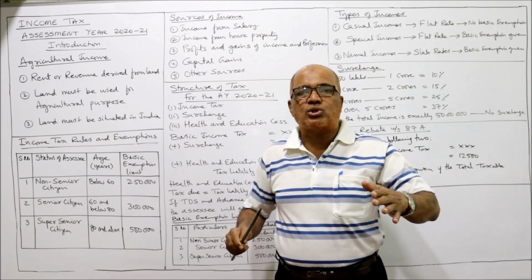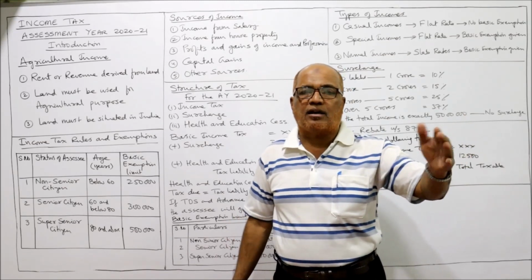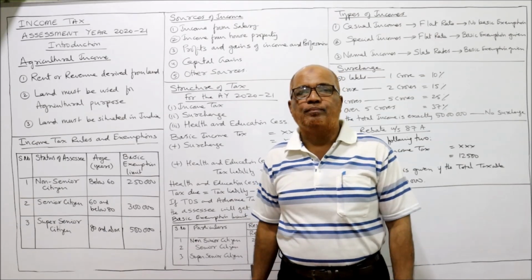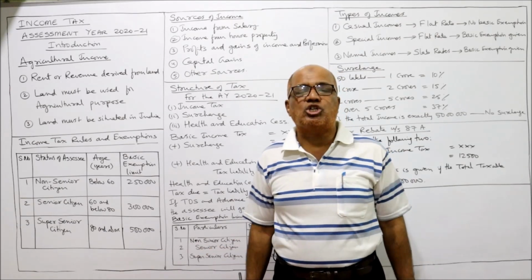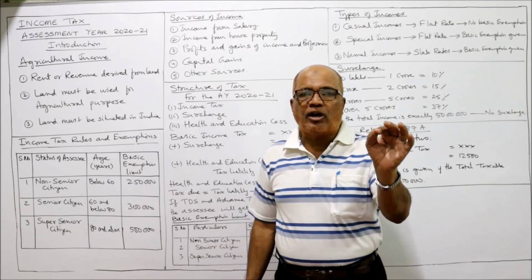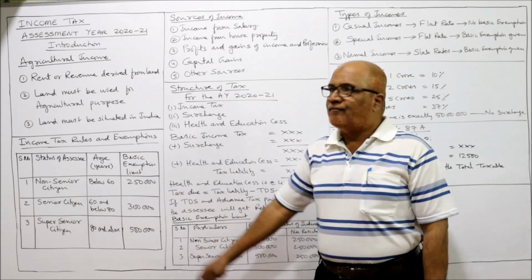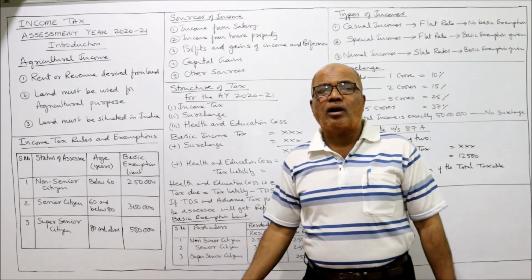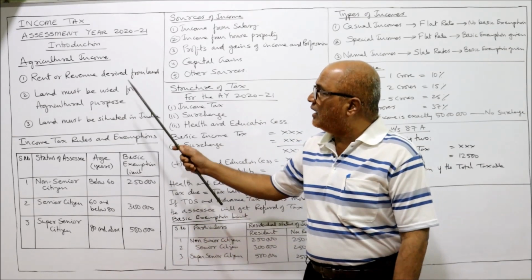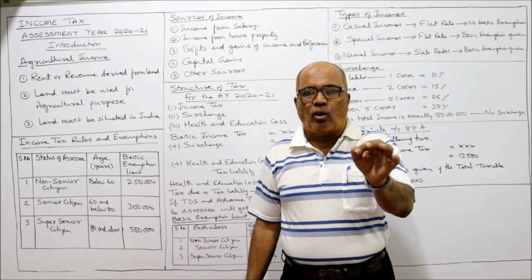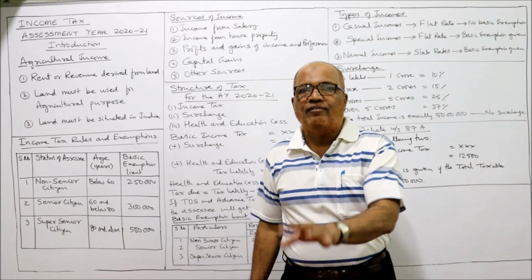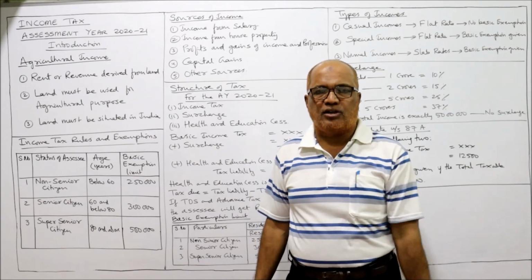So everybody wants to show that my income is agricultural income. I want the tax exemption. So the Income Tax Act has given the conditions. When your income will be called agricultural income, three conditions are given. First condition, rent or revenue should be derived from land. The rent or revenue should be derived from land. That is the first condition.